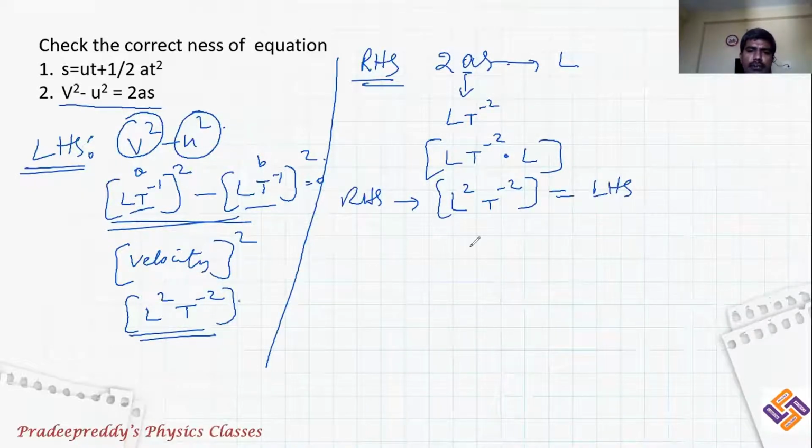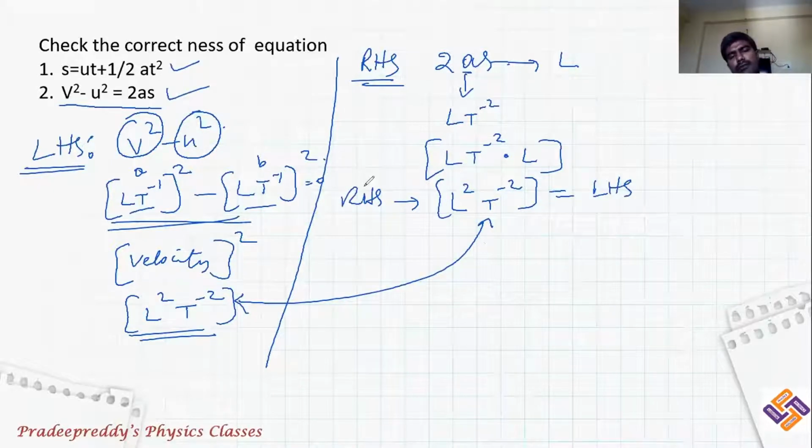See, this and this both are equal. Right? So this equation is correct. You can check the correctness of an equation using dimensional analysis. This is one more important use we have with dimensional analysis.